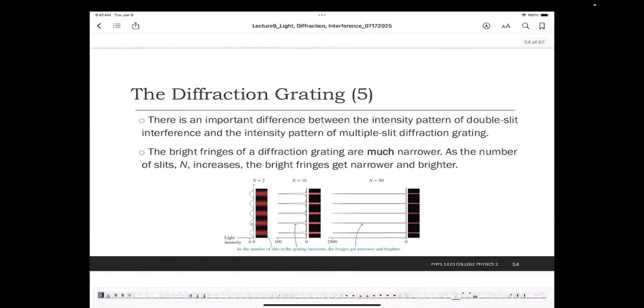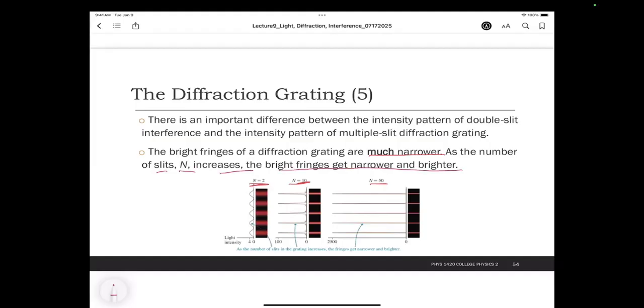So this is an important difference between the intensity pattern of double slit interference and the intensity pattern of multi-slit diffraction grating. You can see here, this is double slits, this is 10 slits, this is 15 slits. The bright fringes of diffraction grating are much narrower. As the number of slits increases, the bright fringes get narrower and brighter. You can see this one get narrower and narrower, but brighter and brighter.